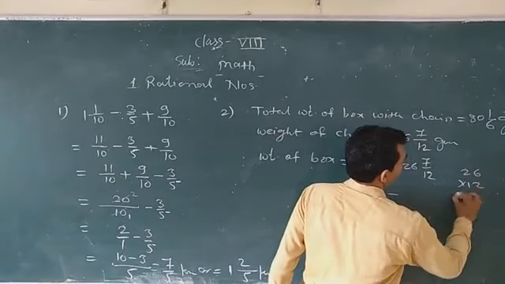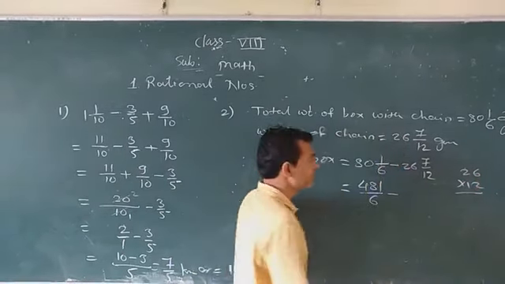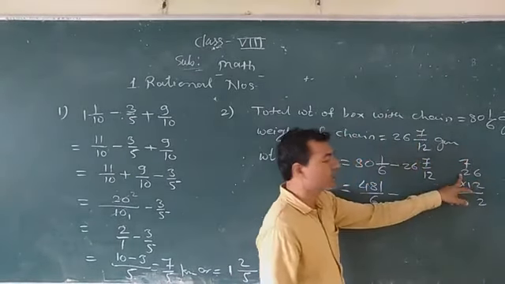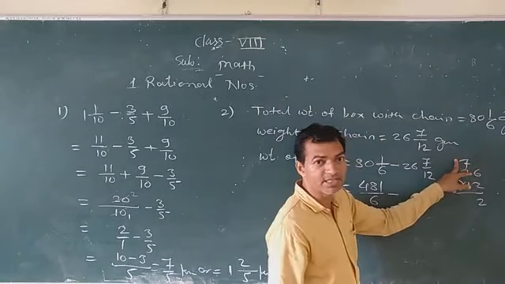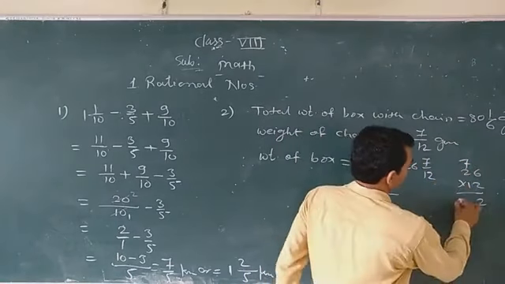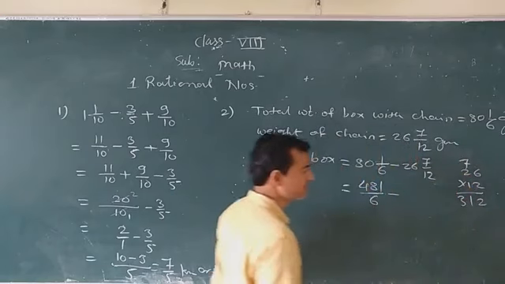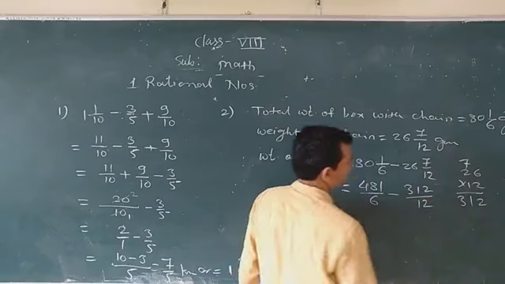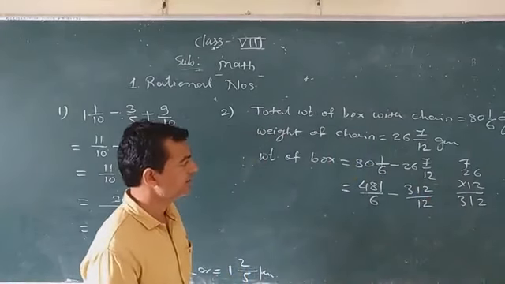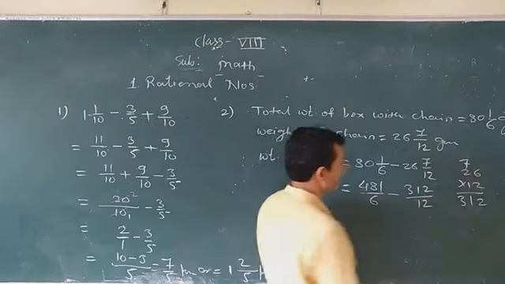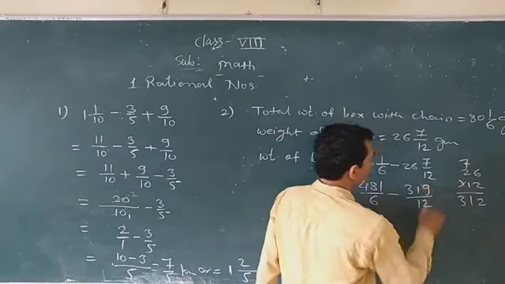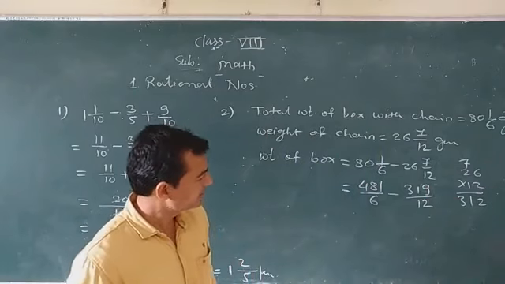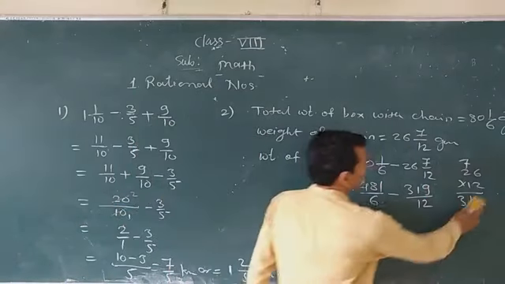26 into 12, this will be equal to 12 6s are 72, 72, 7 remains. 12 2s are 24, 24 plus 7, how many? 31. 312 divided by 12. Okay. 312 plus 7 again means 319. 319 by 12. Okay. So again see here.